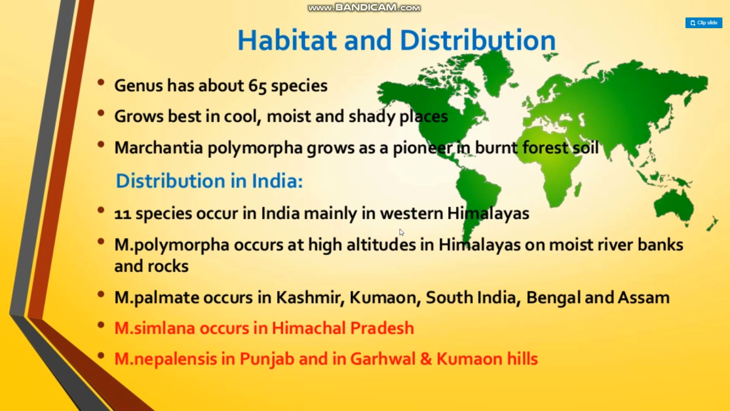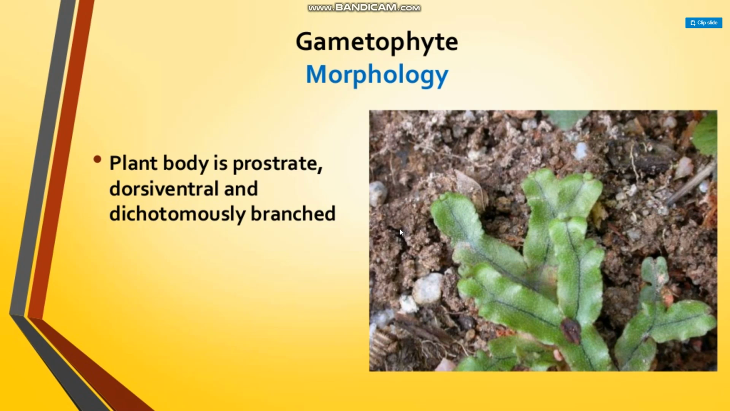Marchantia polymorpha occurs at high altitude in Himalaya on moist river banks and rocks. Marchantia palmata occurs in Kashmir, Kumaon, South India, Bengal, and Assam. And Marchantia simlana occurs in Himachal Pradesh. Marchantia nepalensis in Punjab and in Garhwal and Kumaon hills.